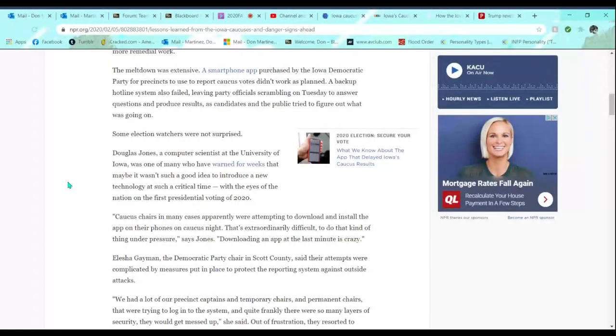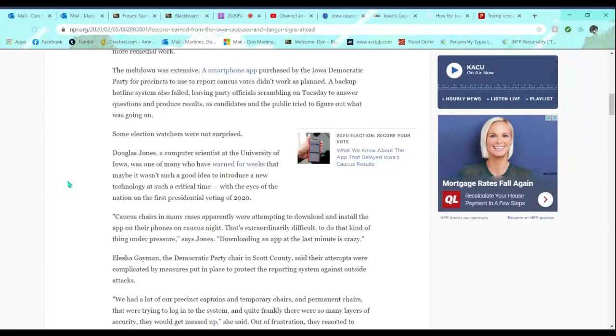Some election watchers were not surprised. Douglas Jones, a computer scientist at the University of Iowa, was one of many who have warned for weeks that maybe it wasn't such a good idea to introduce a new technology at such a critical time, with the eyes of the nation on the first presidential voting of 2020. Caucus chairs, in many cases, apparently were attempting to download and install the app on their phones on caucus night. That's extraordinarily difficult to do under pressure, says Jones. Downloading an app at the last minute is crazy.